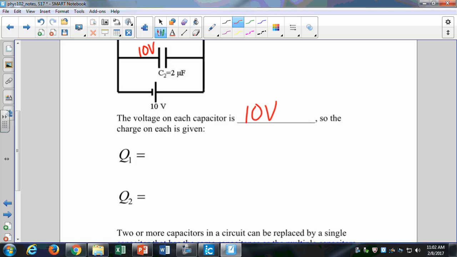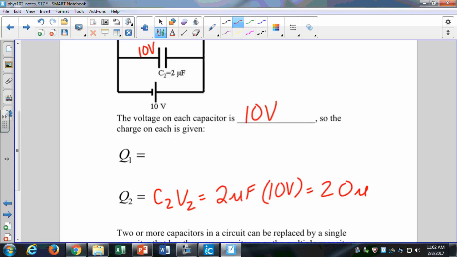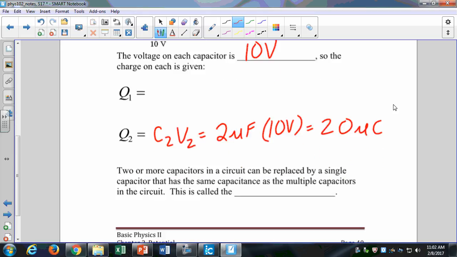Q2 then is going to be C2V2. That's going to be 2 microfarads times 10 volts, or 20 microcoulombs. All right? I know this is new to you now, but as you go through the circuits, it'll become really sort of second nature to you the more you practice circuits. Circuits take a lot of practice because you have to learn to see them in your mind and sometimes think about the different organizations of the devices in your mind. So it'll take a lot of practice.